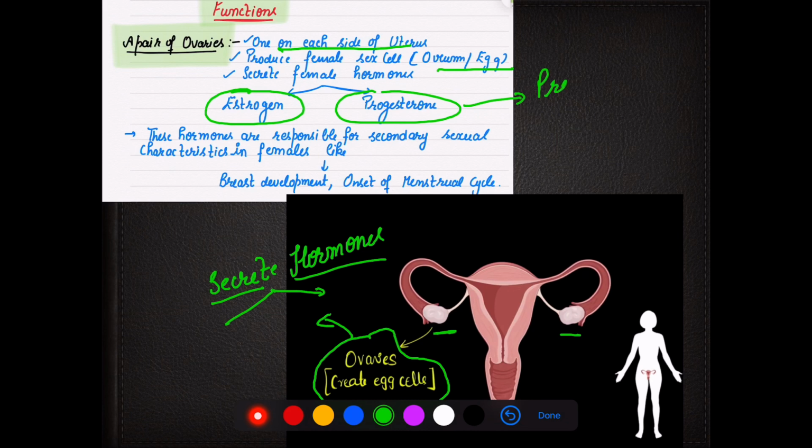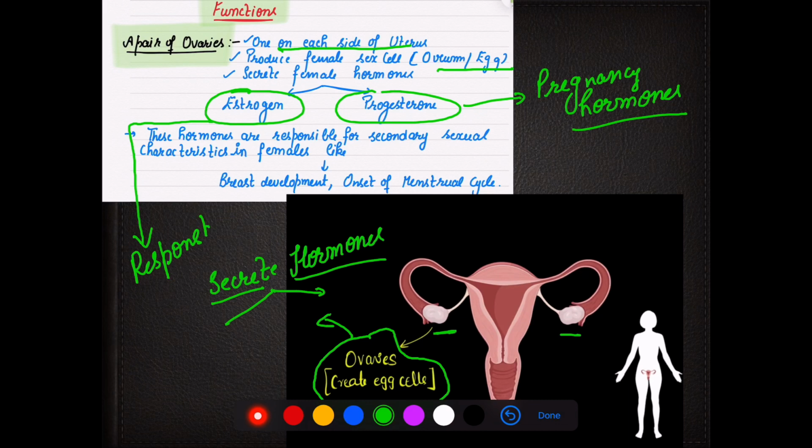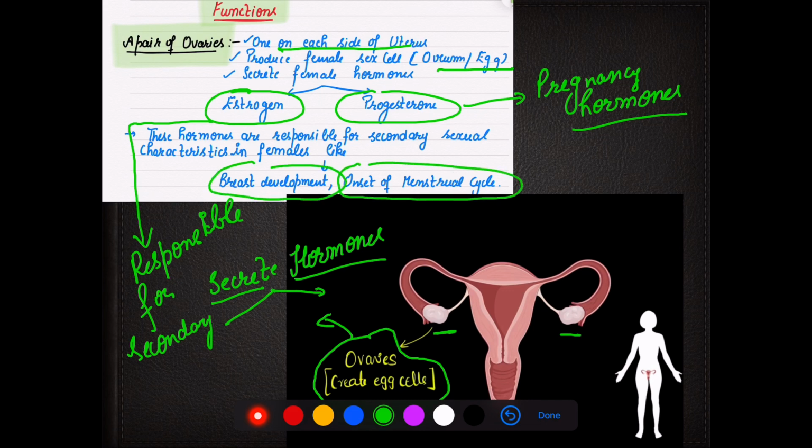Progesterone is known as the pregnancy hormone because it helps in developing the thick lining of the uterus. Estrogen is responsible for secondary sexual characteristics in females. Which characteristics? Like hair growth, breast development, and the starting of the menstrual cycle. These are all changes because of these hormones, observed in the female reproductive system.